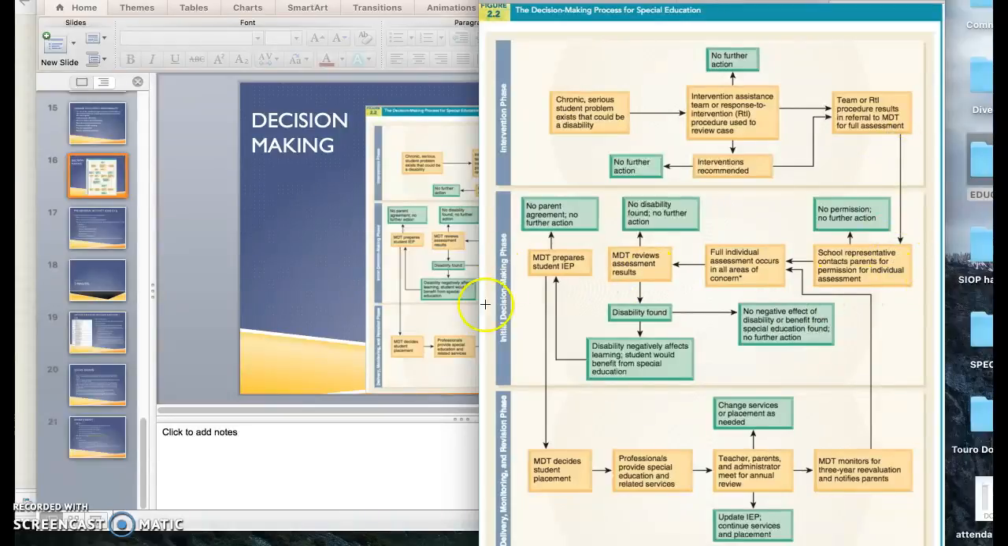And so then that brings us into the initial decision-making phase. This is where the school representative contacts the parents and says, okay, we need to talk to you about your child's success. If you don't get permission to do that, then you don't do anything else. If you do get permission, then we might do a full assessment in all the areas of concern. So it could be behavioral, it could be academic, and then you review the assessment results, and if there's no disability found, you don't worry about anything.